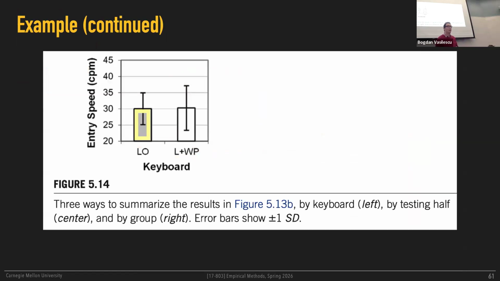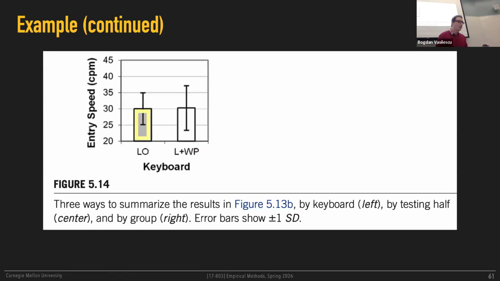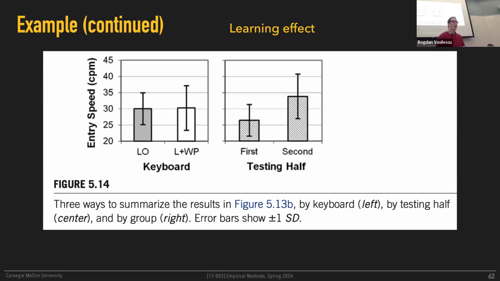All right, so now if you look at the results, these are the times it took them to do whatever tasks. If you look at the entry speed, no difference between the two keyboards here, say. The predictive one takes about as long as the traditional one. Okay. You can see maybe strong learning effects, right? The first half is a lot slower than the second half.